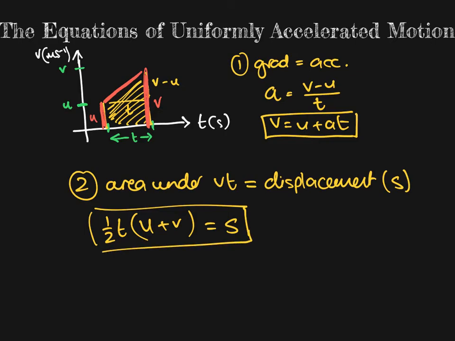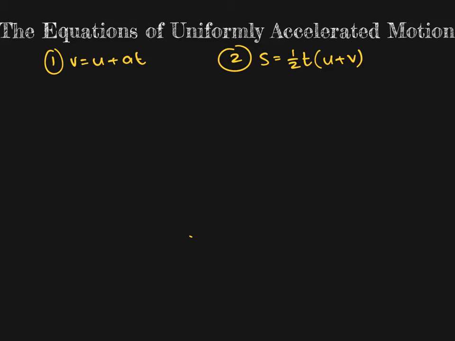Actually, there are only two. The other three I'm going to get from these two. So the first thing to notice is that equation 1 has got a u, a v, an a, and a t. There's no s in it. Out of our SUVAT quantities, we've got v, we've got a, we've got t, but there's no s in it. And the second equation has got an s and a t and a u and a v, but no a in it.